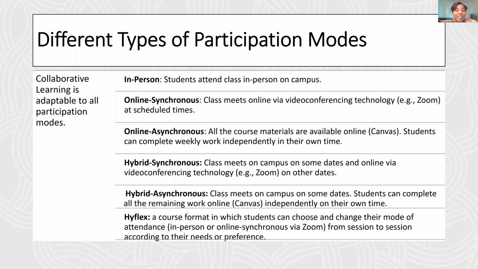And then we have hybrid synchronous. So class meets on campus some dates and online via video conferencing technology, which is Zoom, on other dates. And then we also have hybrid asynchronous, where class meets on campus on some dates, and then students can complete all of their remaining work online in Canvas independently on their own time. And then our newest offering is HyFlex, which is a course format in which students can choose and change their mode of attendance, in person or online synchronous via Zoom, from session to session according to their needs or preference.